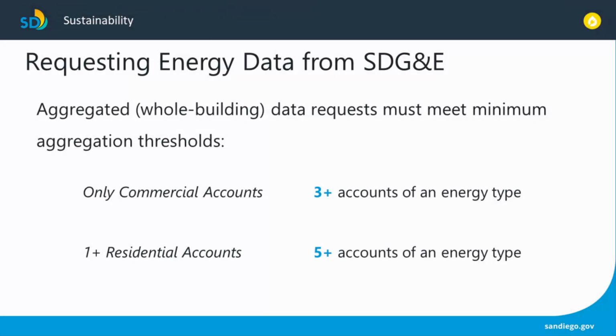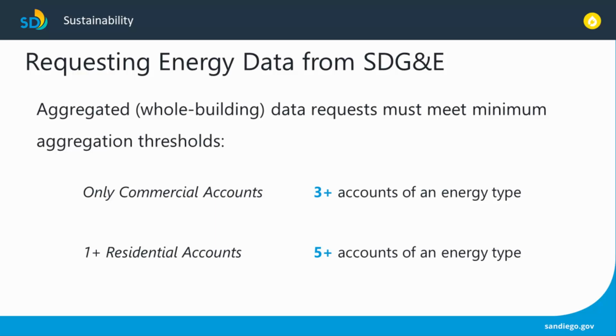To request data from SDG&E through an aggregated data request, you must meet minimum aggregation thresholds. If there are only commercial accounts at your building, there must be 3 or more accounts of an energy type, including your own account or house meter. If there are 1 or more residential accounts at your building, you must have 5 or more accounts of an energy type to request aggregated data.